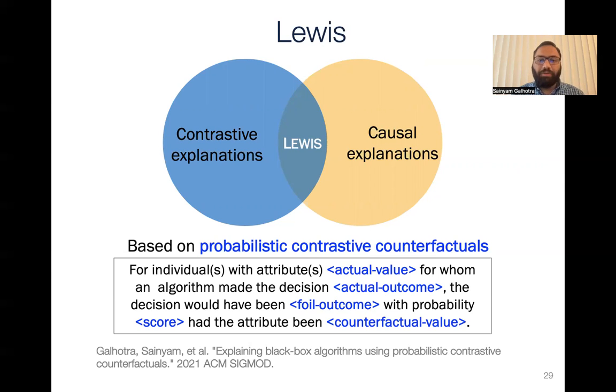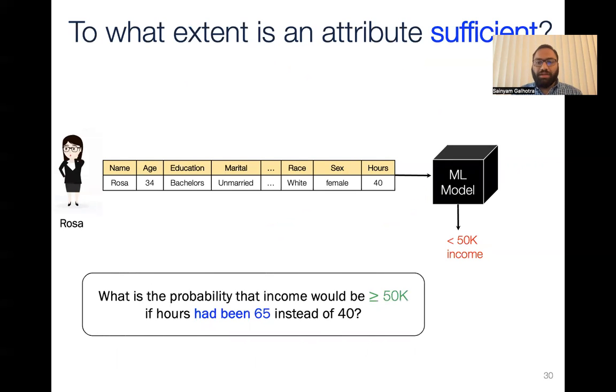Let us look at an example to understand this approach better. Consider Rosa, who received a negative outcome from the ML model again. Now, Lewis generates the sufficiency score of an attribute, say hours in this case, as the probability that the outcome of the ML model would be in favor of Rosa if they worked 65 hours instead of 40. So when we change the attribute value of hours from 40 to 65, what is the probability that the outcome would flip for Rosa?